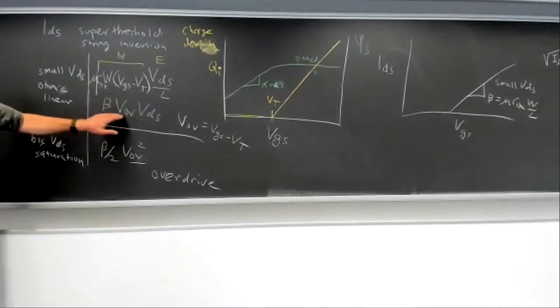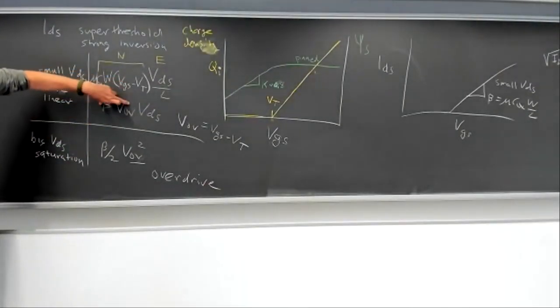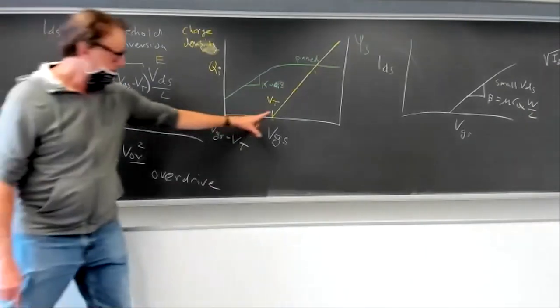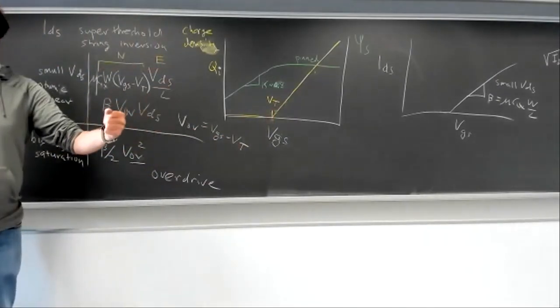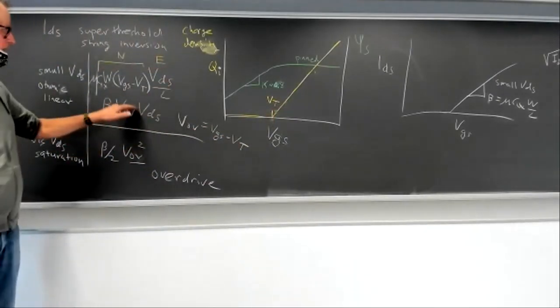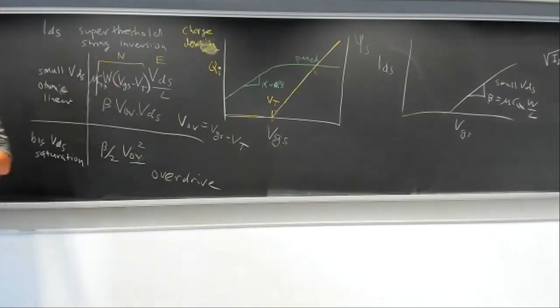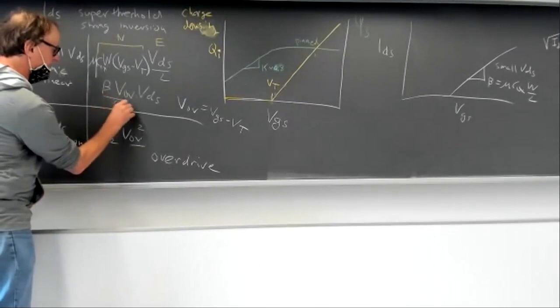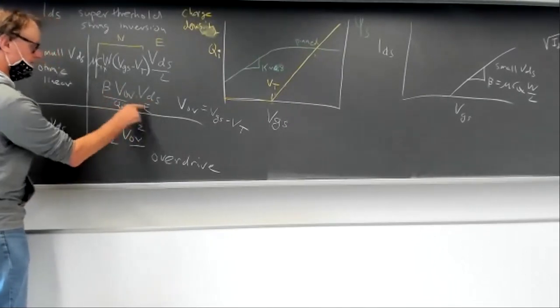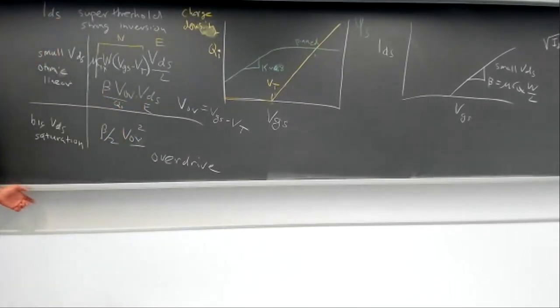Yeah. This beta times the overdrive sets the charge density in the channel. It's this yellow curve. And the VDS sets the electric field across the channel. The charge density times the electric field is the drift current. Okay. Is it clear? Thank you for asking that. So this part here is the QI, and this part here is the electric field. So the product of those two is the drift current, which is the current.